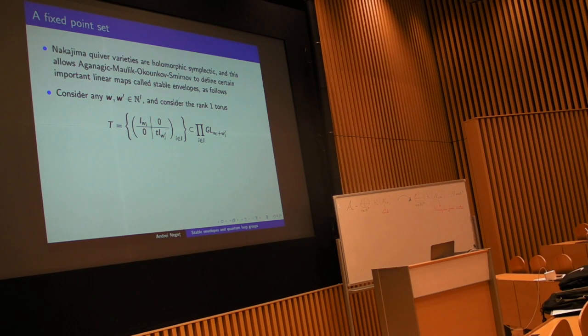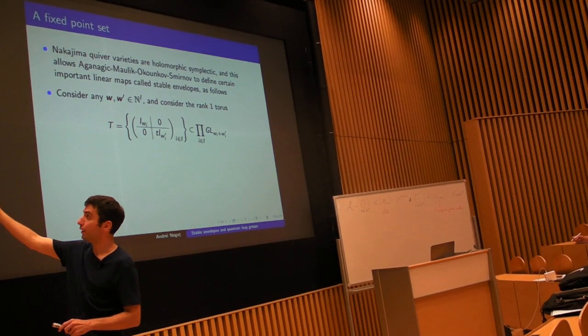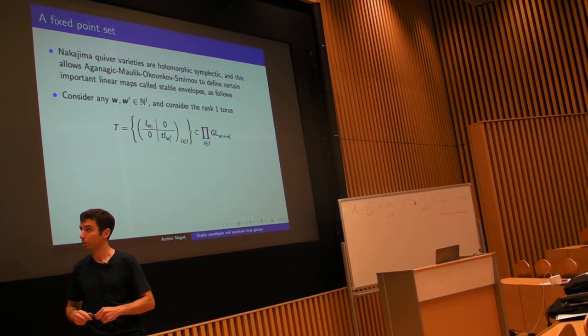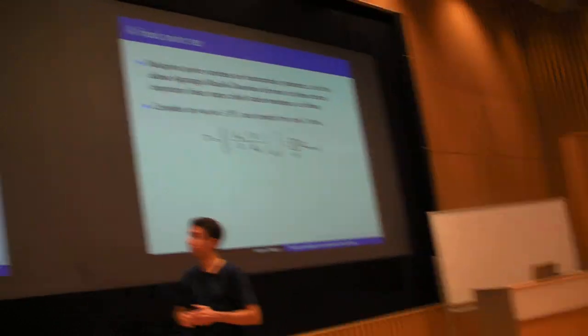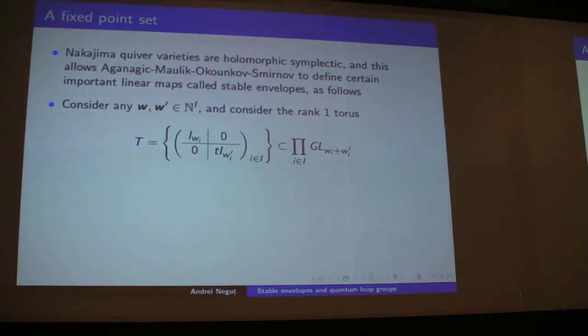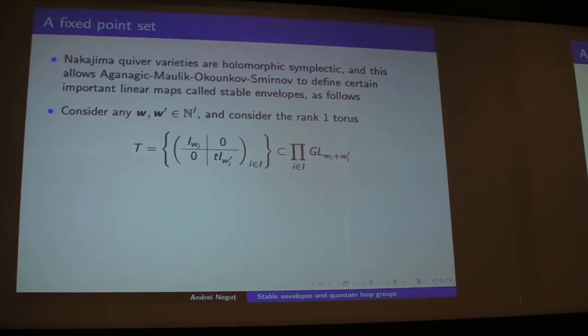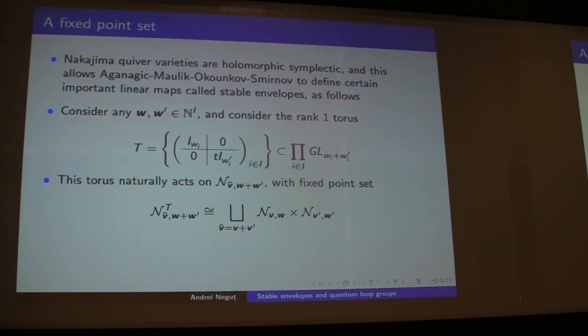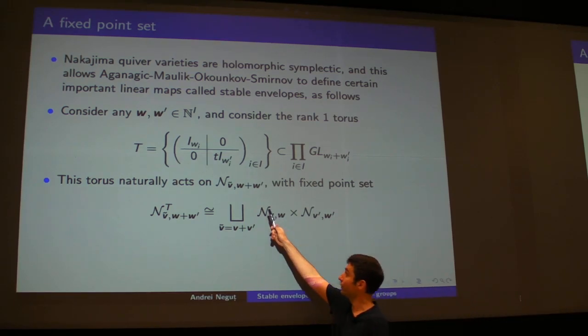So basically, it's diagonal matrices in a fixed basis, which are like 1, 1, 1, 1, 1, W_i times, and then t, t, t, t, t, W_i prime times, and then everywhere else it's 0. And you do this for every one of the I factors of the product of GLs, and you get a rank one torus. Now, what do you do with this? Well, GL(W_i plus W_i prime) acts on this Nakajima quiver variety.